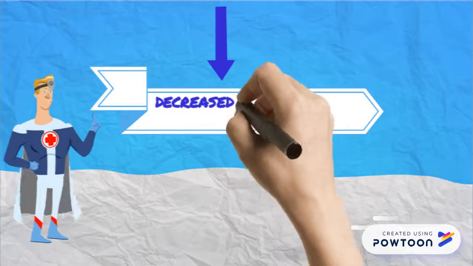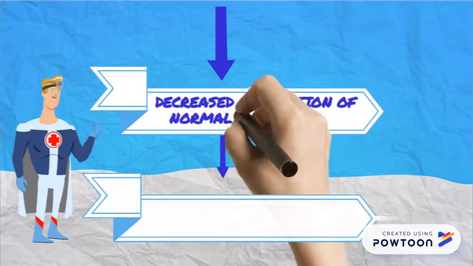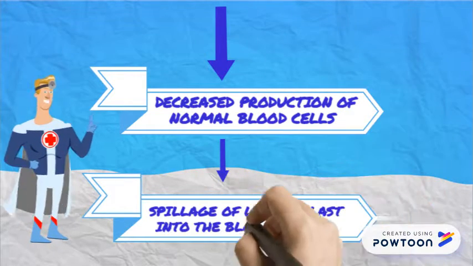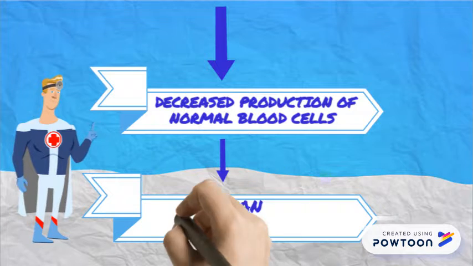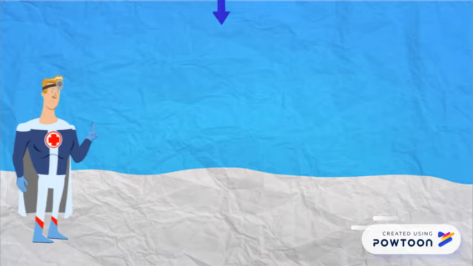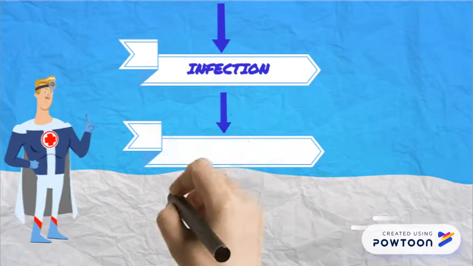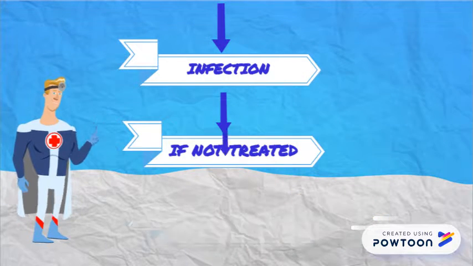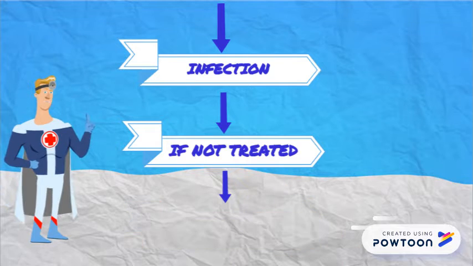Decreased production of normal blood cells will cause spillage of lymphoblasts into the bloodstream and will cause organ infiltration. Because of organ infiltration, the body is now open to any infection. If not treated, it will lead to serious bloodstream infection or septicemia, and death.